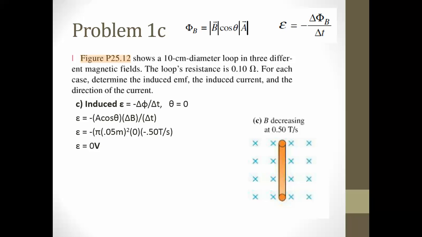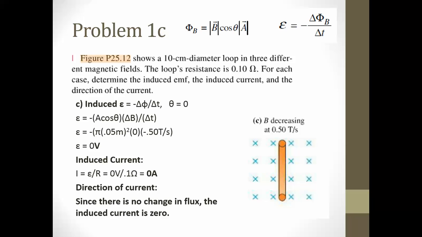You can see that because there's actually no flux going through the loop in this case, because it is parallel to the magnetic field. That means that if there's no voltage, our induced current must also be 0. And the direction of the current, since there's no change in flux, the induced current is also 0. So there is no direction to it.